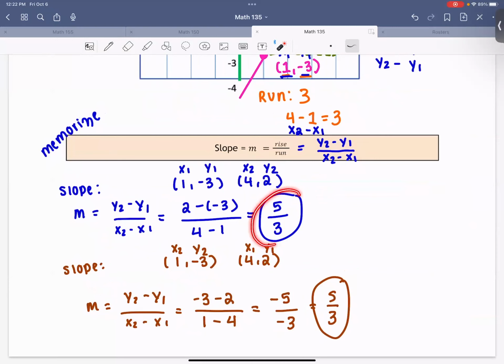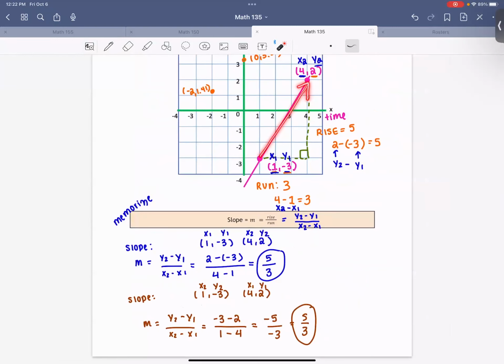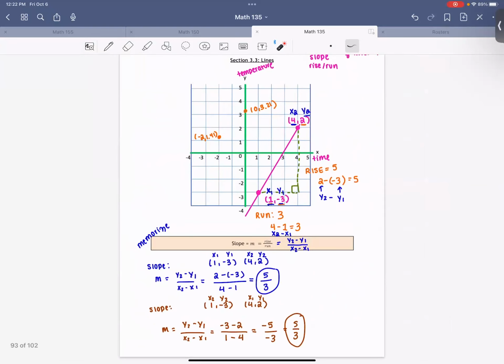Now, one thing I want to note is the slope is positive, and that makes sense because our graph is increasing. Whenever your graph is increasing, your slope is going to be positive. If the graph is decreasing, your slope is going to be negative. We'll talk about what happens when it's neither increasing nor decreasing.